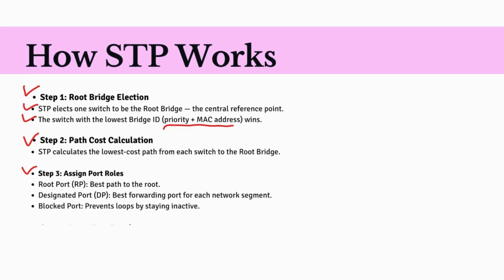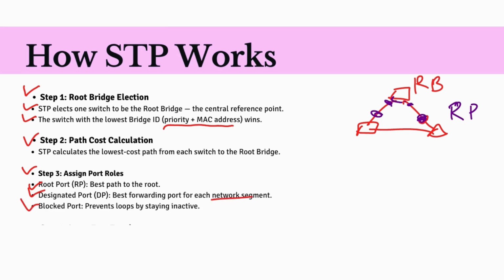Third step, it assigns port roles. Root port, which is the best path to the root. For example, this is a switch. So if this is our root bridge, then this port, and this and this, are our root ports. The designated port is the best forwarding port for each network segment, and the blocked port prevents loops by staying inactive.